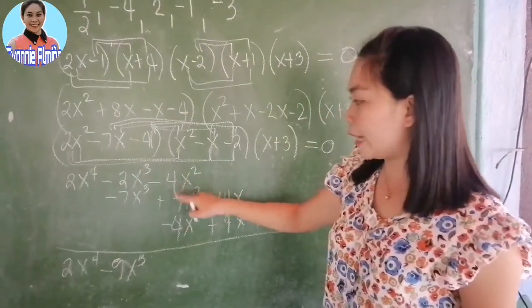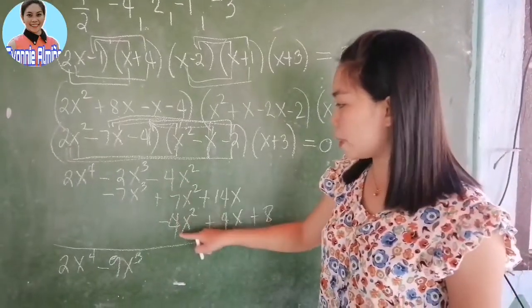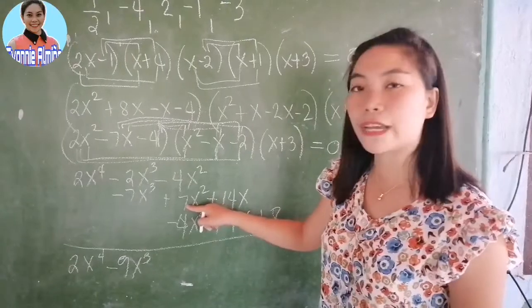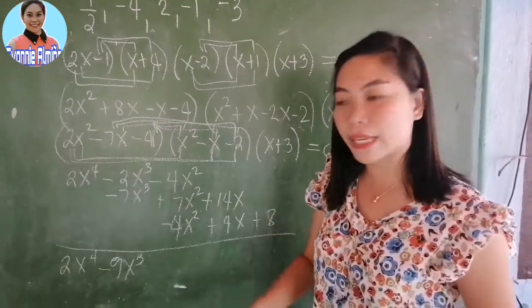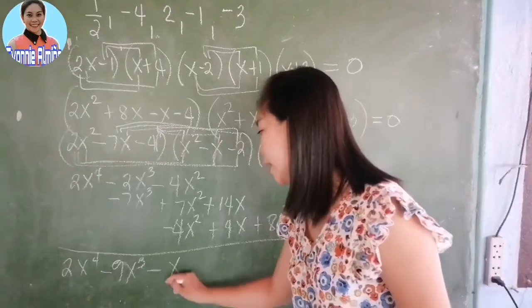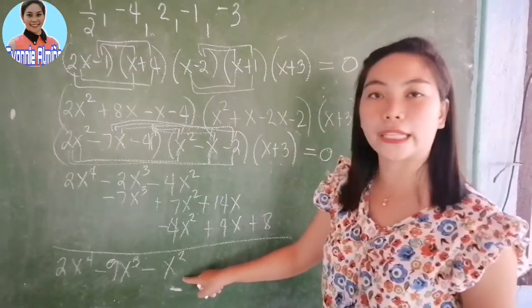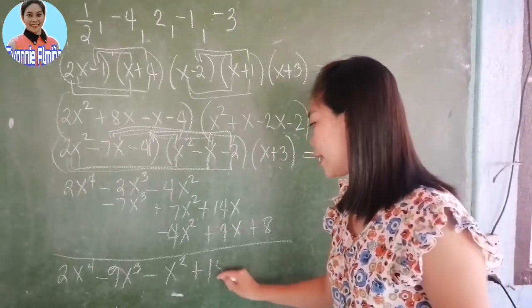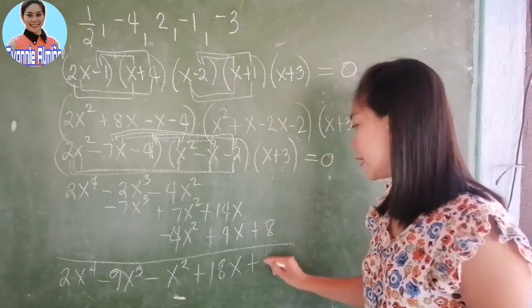Okay, so let us combine the like signs. Negative 4 plus negative 4, of course, you have negative 8. Since 7 is positive, we have to subtract it from negative 8. What remains is negative 1x squared or negative x squared. Like signs, so 14 plus 4, you have 18x plus 8.